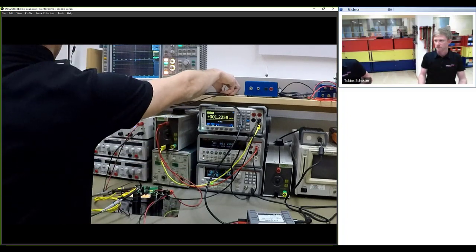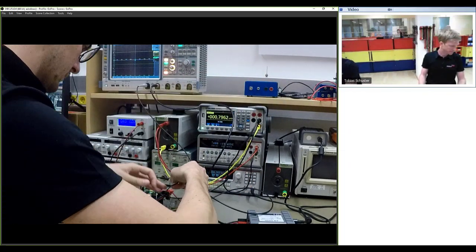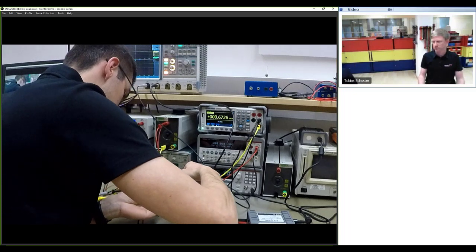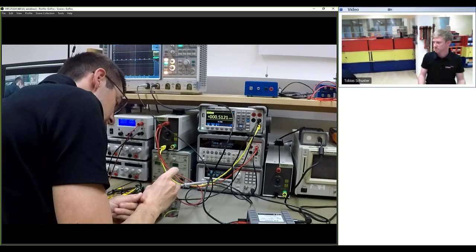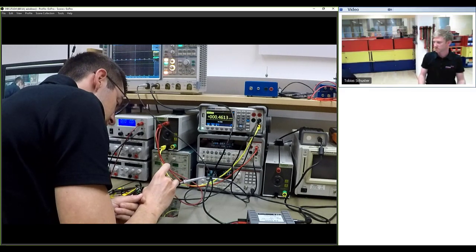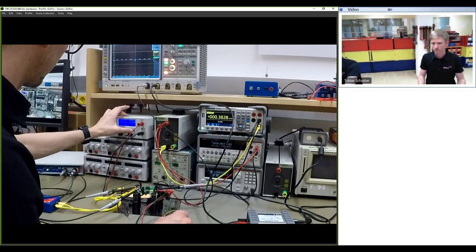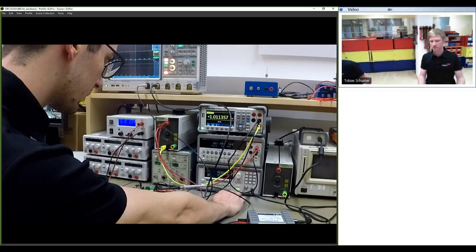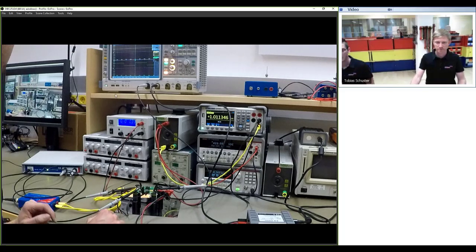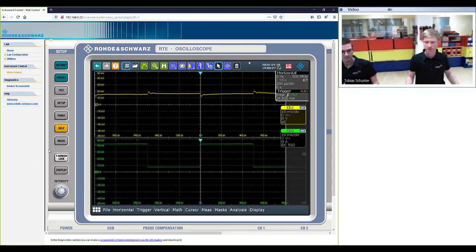But we also have to connect the oscilloscope, another probe. That last point, now ground. Ground is now connected. Then I have to switch on the device under test and the output of the waveform generator. Okay. Now that's it.